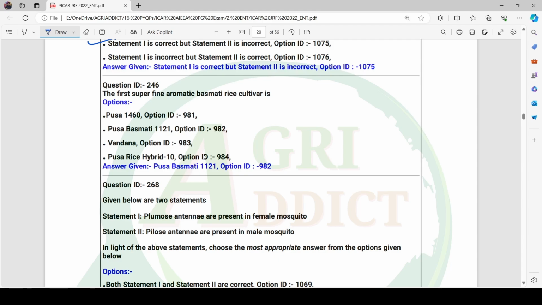First super fine aromatic basmati rice cultivar is Pusa rice hybrid 10. It's a patent variety of IARI New Delhi. Pusa rice hybrid 10, or it is also known as PRH10. Very important variety.